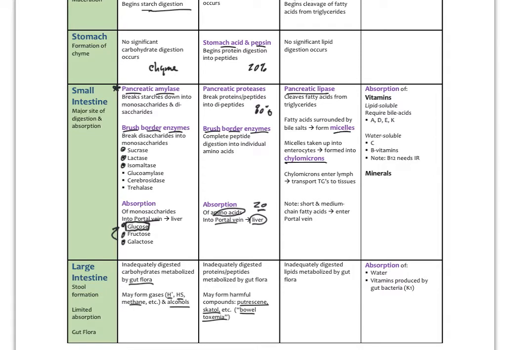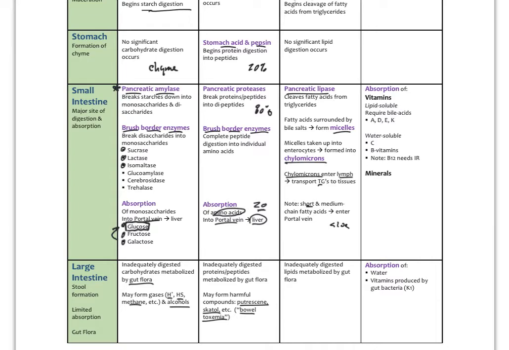The chylomicron will then enter the lymphatic system and will transport triglycerides directly to the tissues. So that's the overall protein and fat digestion. Again, remember that short and medium chain fatty acids, usually under 10 carbons long, are going to enter the portal system and bypass this. But most of our dietary triglycerides will go through the chylomicrons and systemic circulation.